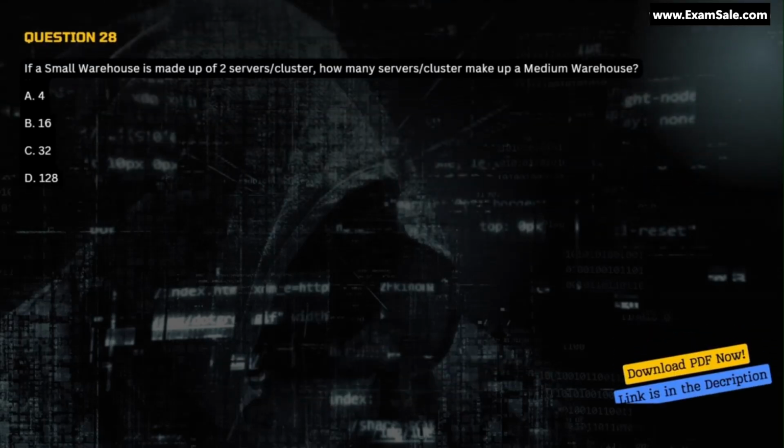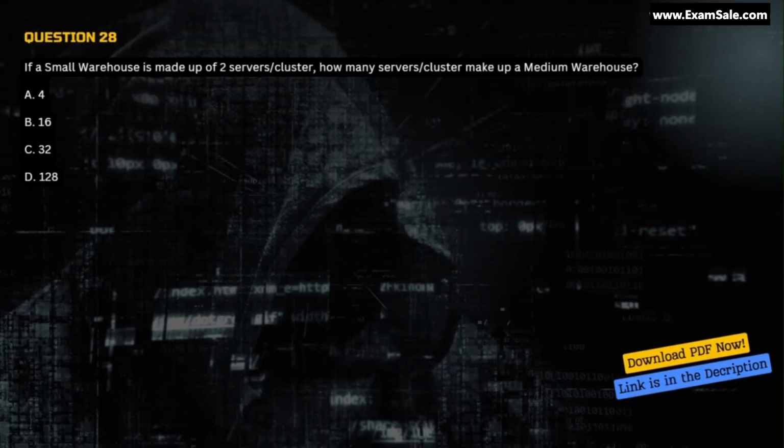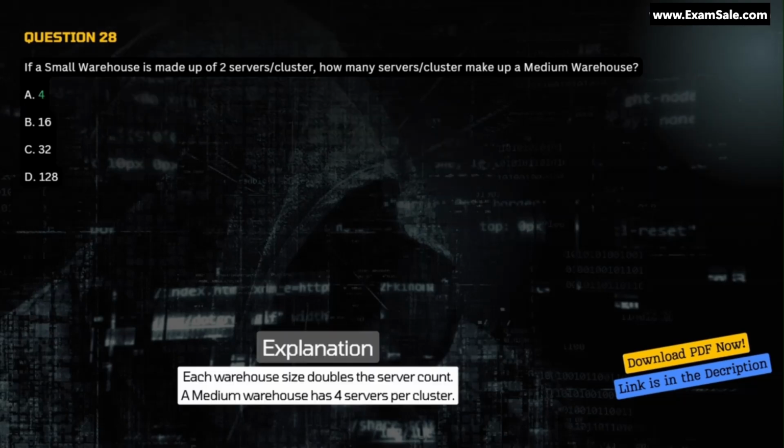Question 28. If a small warehouse is made up of 2 servers/cluster, how many servers/cluster make up a medium warehouse? A. 4. B. 16. C. 32. D. 128. Correct answer A. 4. Explanation. Each warehouse size doubles the server count. A medium warehouse has 4 servers per cluster.